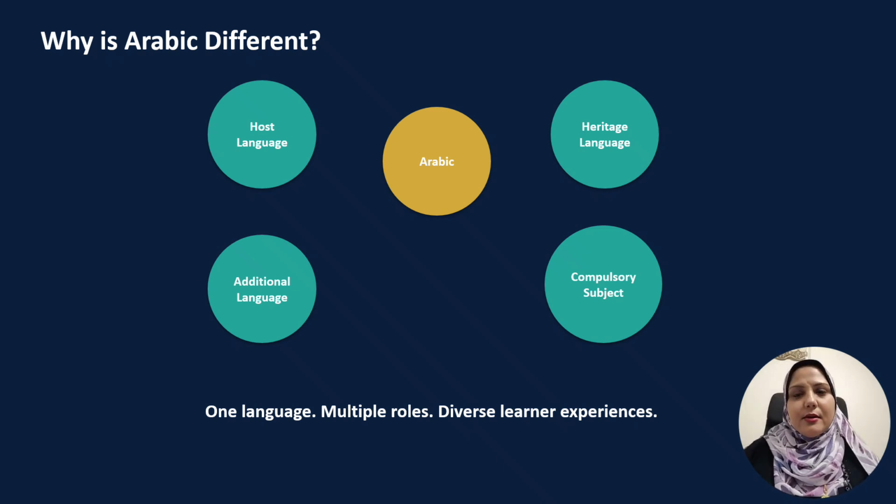As a result, learners may sit in the same classroom with similar levels of proficiency, but very different relationships with Arabic. This diversity is what makes Arabic education particularly complex, and it raises an important question. Is proficiency alone enough to understand or diagnose our learners?